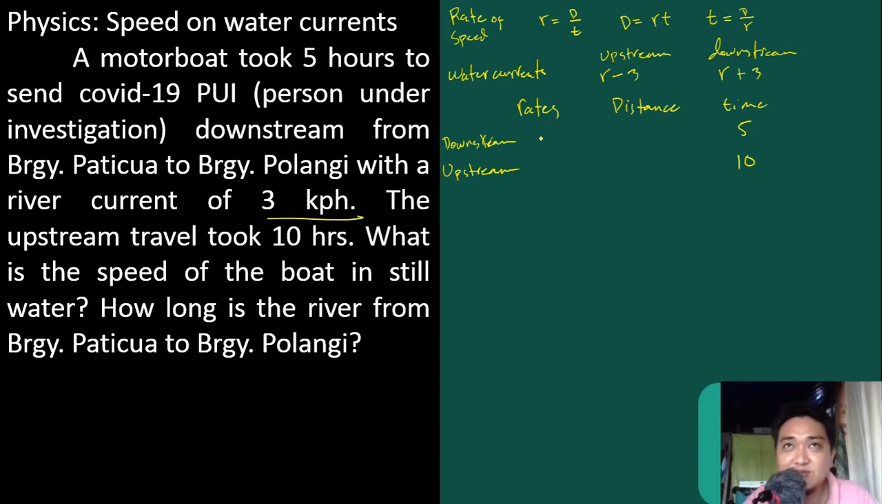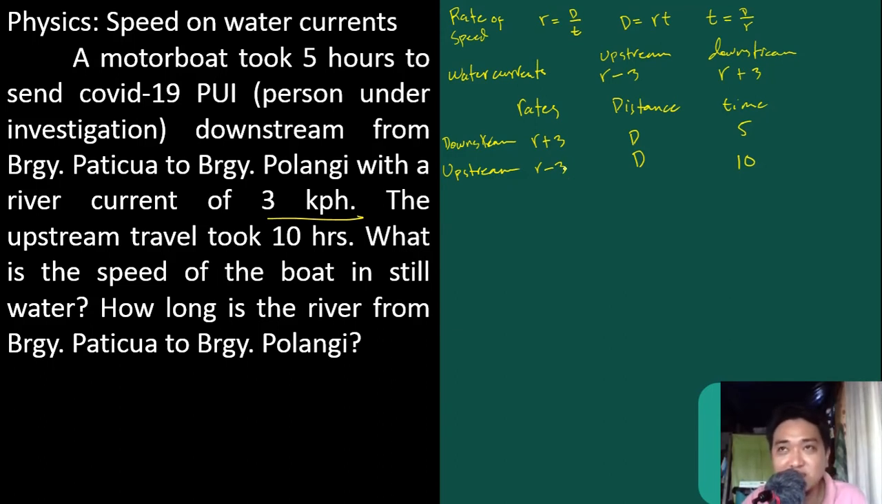Since hindi pa natin alam yung rates, hindi pa natin alam dito yung distance. So, we will assume this as D. Yung rate naman, hindi rin natin alam. Pero ang alam natin, minaminusan siya, tsaka pinaplasan siya ng 3. Kasi ang alam lang natin, yung river current, downstream and upstream. So yung magiging rate natin, downstream, that will be R plus 3. Yung rate naman natin, upstream, kung ano man yung rate nung motorboat in still water, in normal water, that is R minus 3, minus the river current.